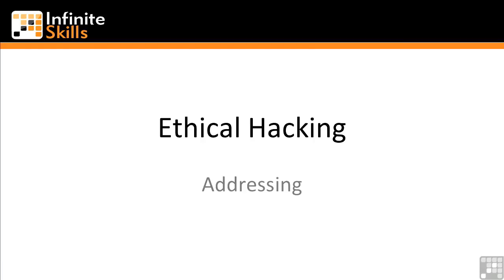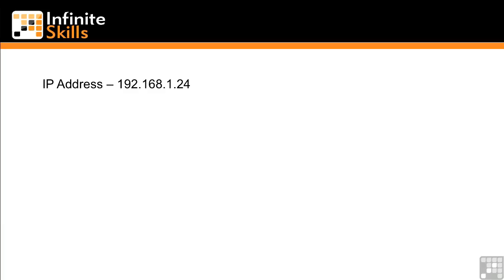So, talking about how an IP address is put together. We've got an IP address of 192.168.1.24. You can see there are 4 sections here. Each one is separated by a dot. And each section is a value that's represented by 8 bits, or stored as 8 bits.